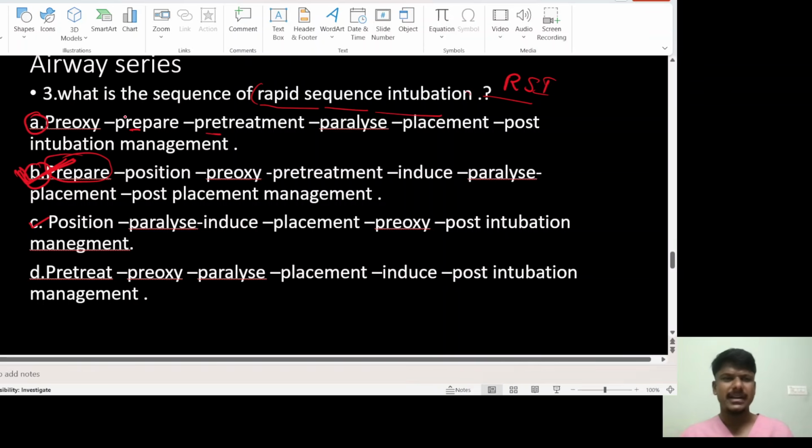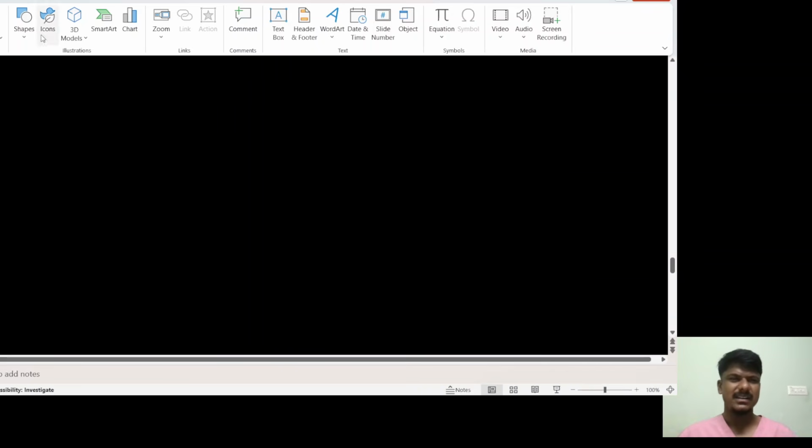Then after preparing, you have to prepare all the anesthetic drugs and paralyzing agents. Like for sedation, you're going to use mainly midazolam and fentanyl. So I'll take a new slide and explain you clearly. You can take notes of it, because I think in 2022 this question, sequence of intubation, was asked, and also in 2021 NORCET.